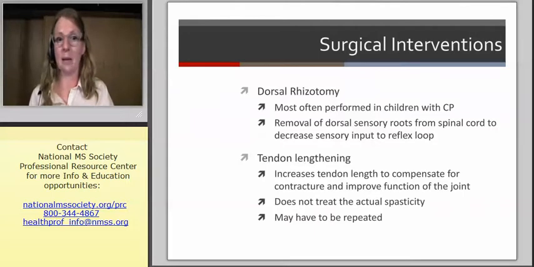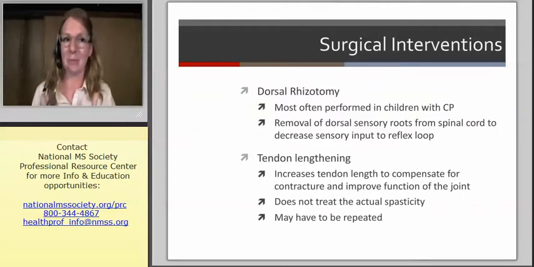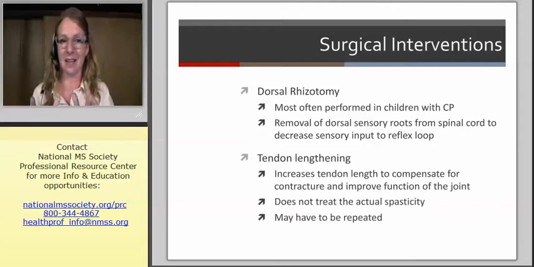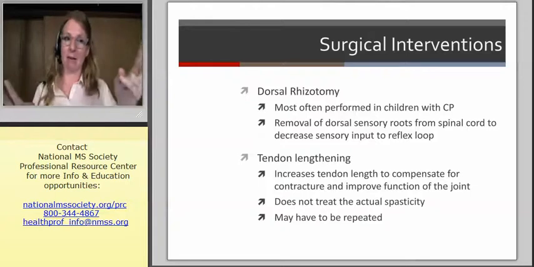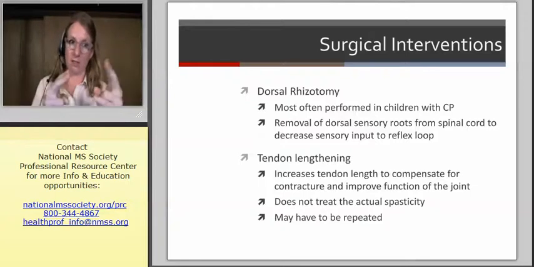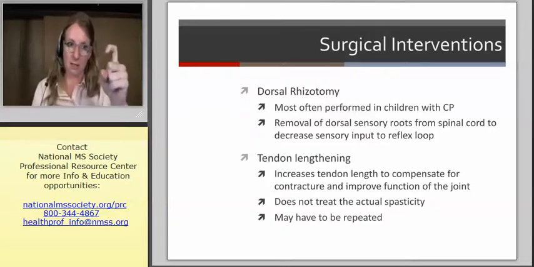Tendon lengthenings can be done. You can see this patient has really tight hamstrings, really tight adductors, so they could go in and clip those and lengthen them out so that we can get our legs longer. If it's little and short and we clip the tendon, then we can straighten it out.